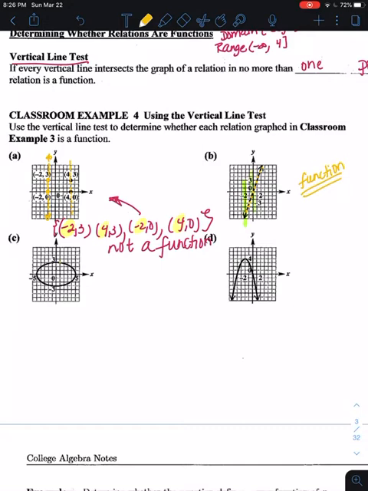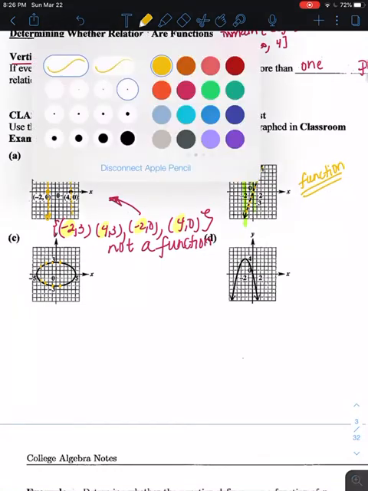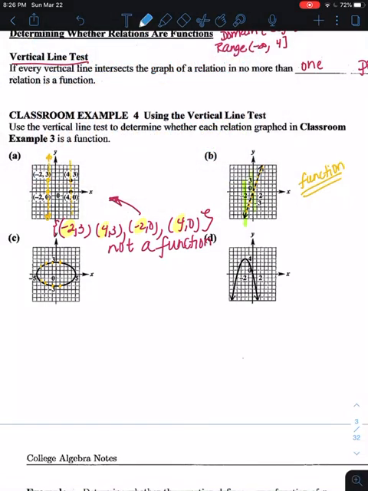Letter C, well, look, if I start darkening points, just any points, if you notice, you're going to hit more than one point if you put a vertical line. So if you can put a vertical line anywhere on this graph and it hits more than one point, then it's not a function. So something like here, it's going to hit this point up here at the top and the one at the bottom. So this is not a function. So part C, this is not a function.